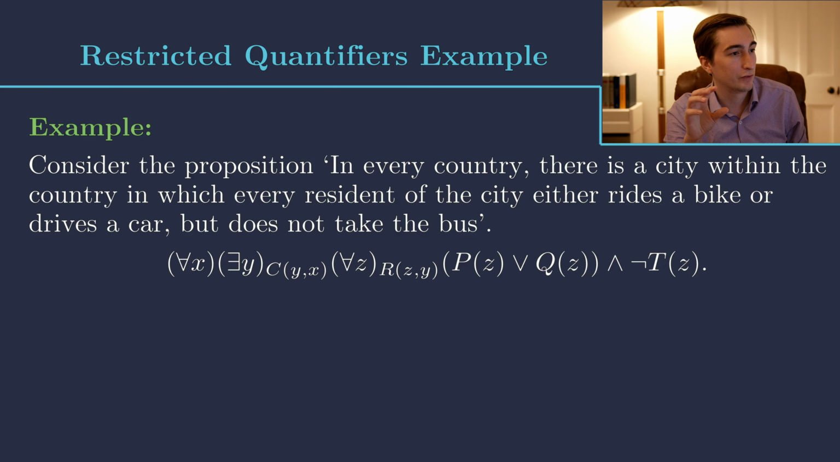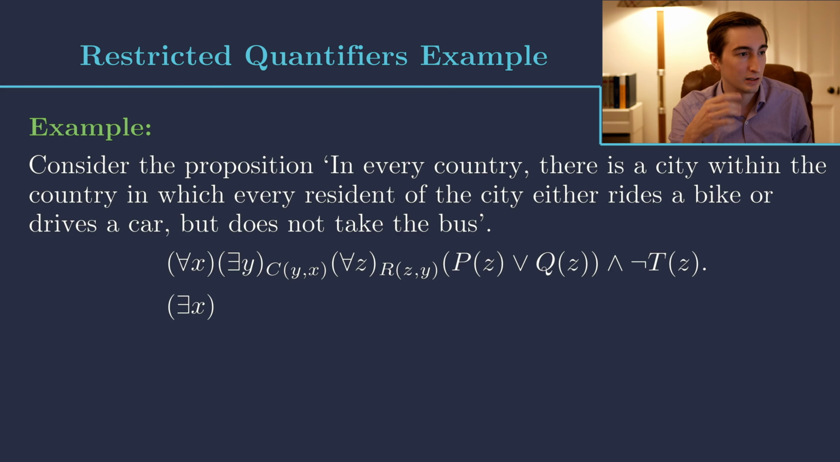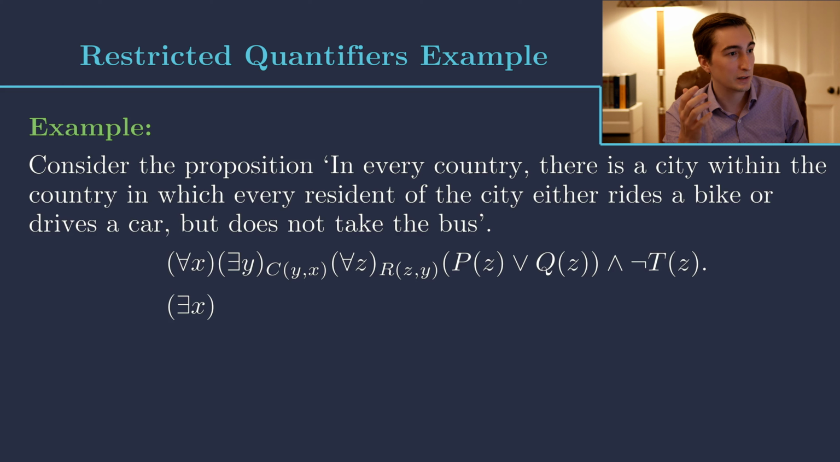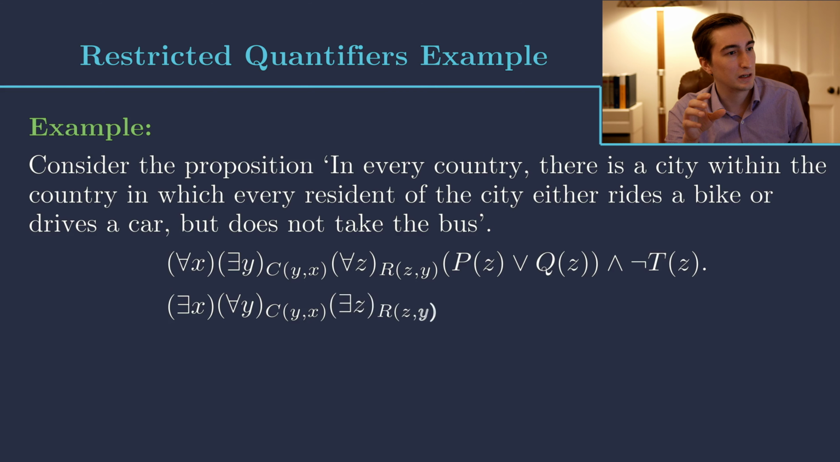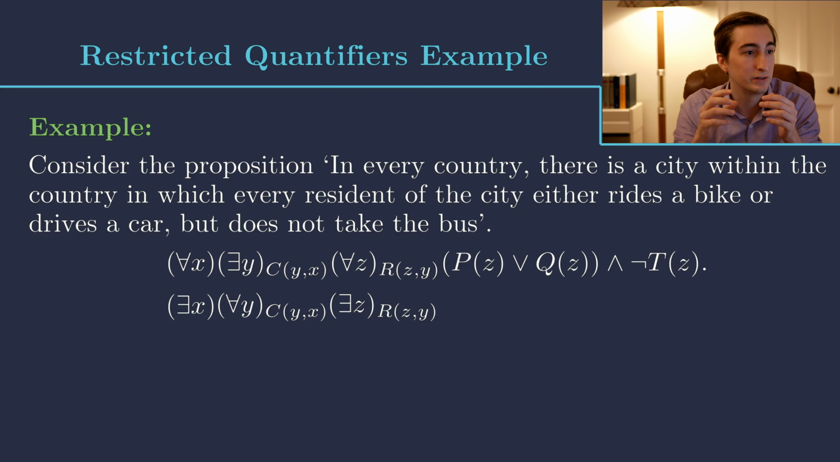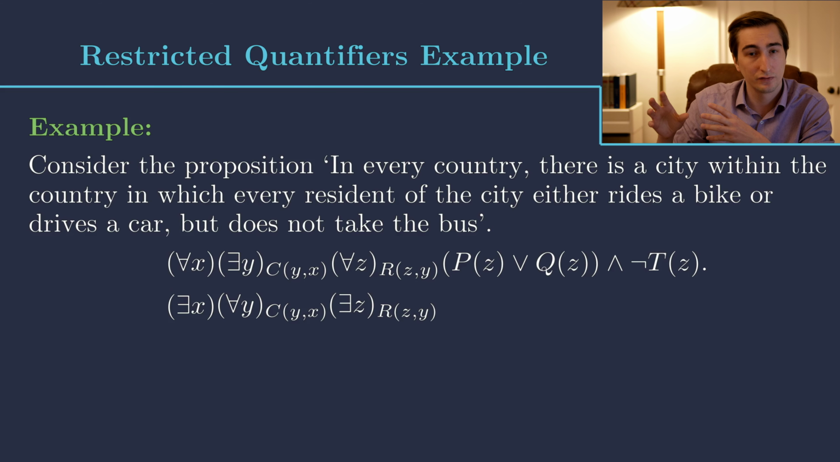Well, to negate that, the first piece, we just flip the universal quantifier to an existential quantifier, so that's nice and easy. What do we do for the next piece? We flip the existential quantifier to a universal quantifier, but we don't change the restriction. We don't change this C(Y,X) predicate. And similarly, for the Z piece, we flip the universal quantifier to an existential quantifier, but we don't change the restriction R(Z,Y). And how do we do the final piece? Well, now we just negate that whole final piece.